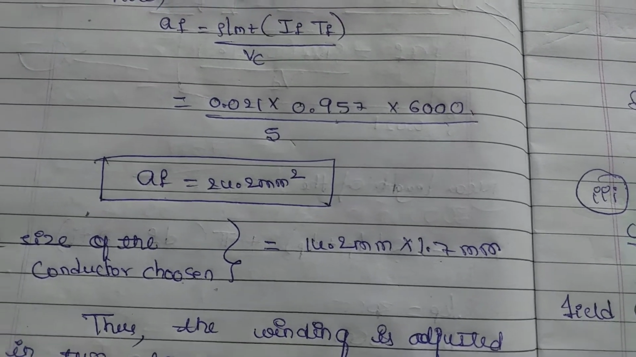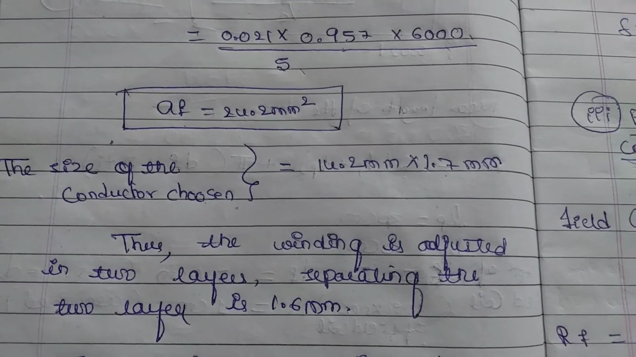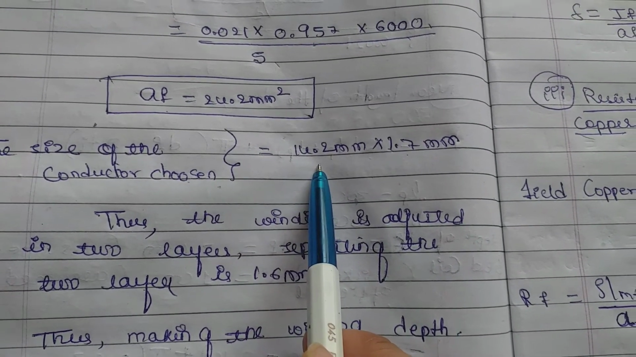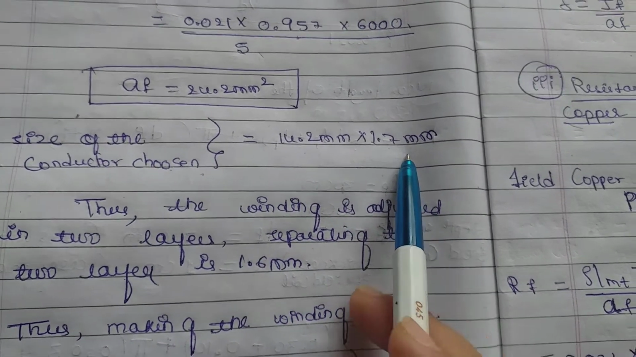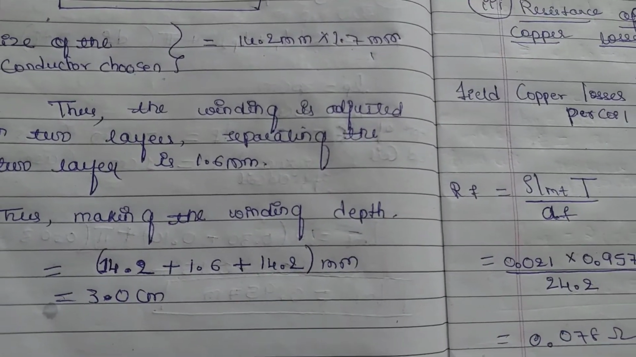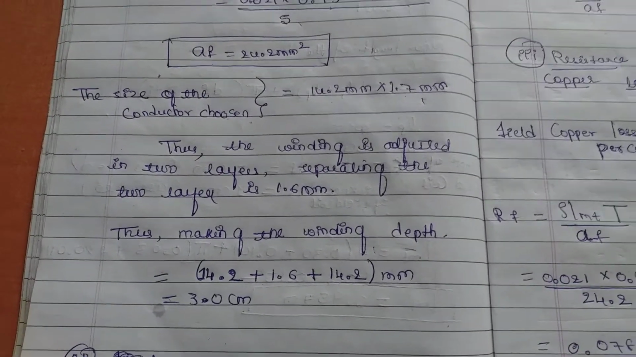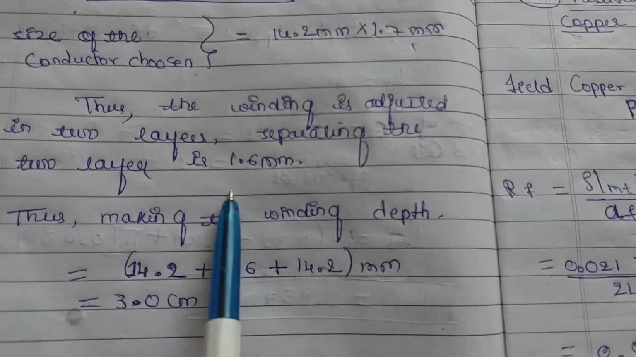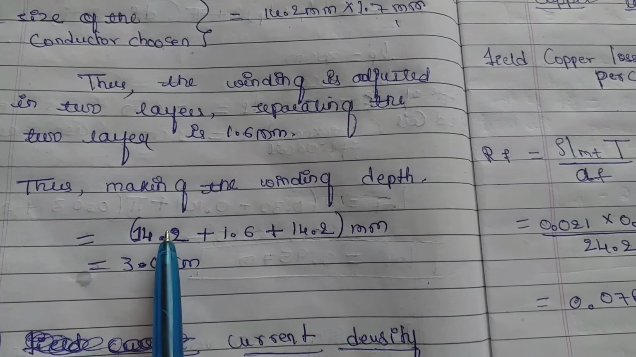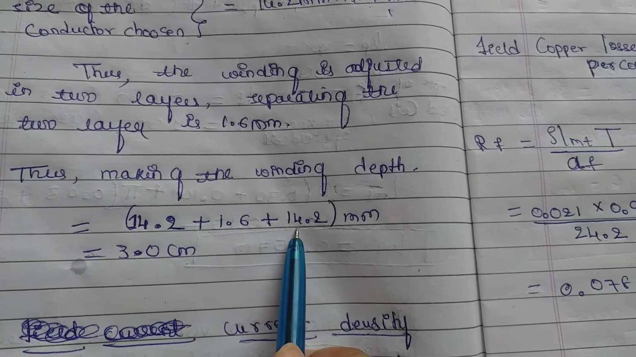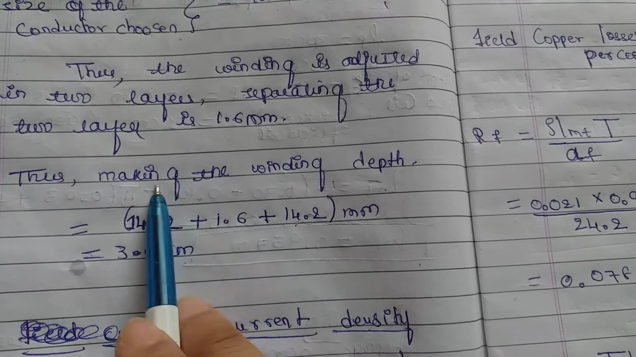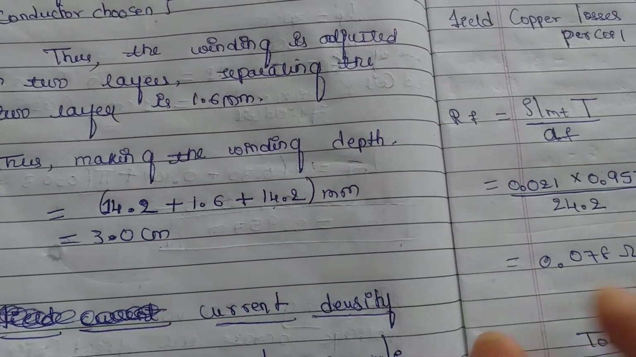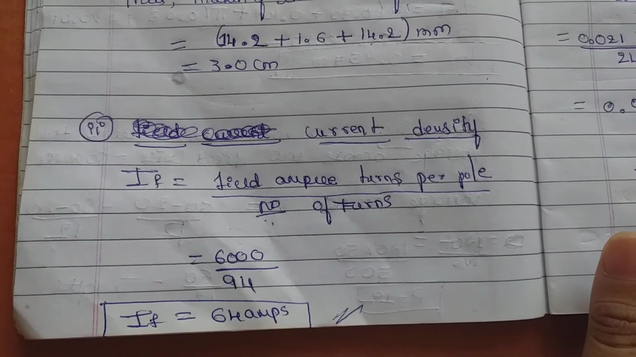This value can be compared with the standard value. So if we compare with the standard value, we get 14.2 into 1.7. As the winding will be adjusted in two layers, separating the two layers with some insulation, here we are separating them with insulation of 1.6 millimeter. So 14.2 plus 1.6 plus 14.2. So the total depth of the winding we are getting is 3 centimeter here.